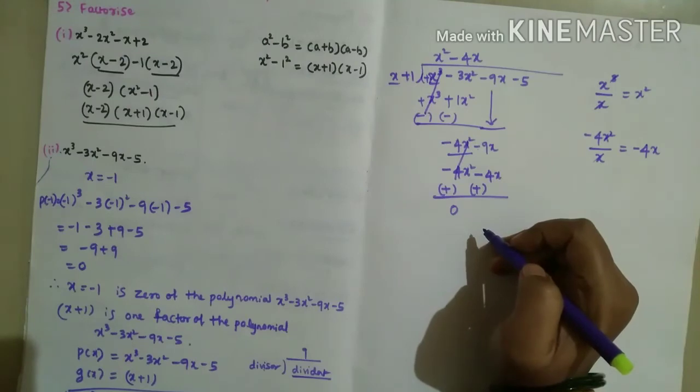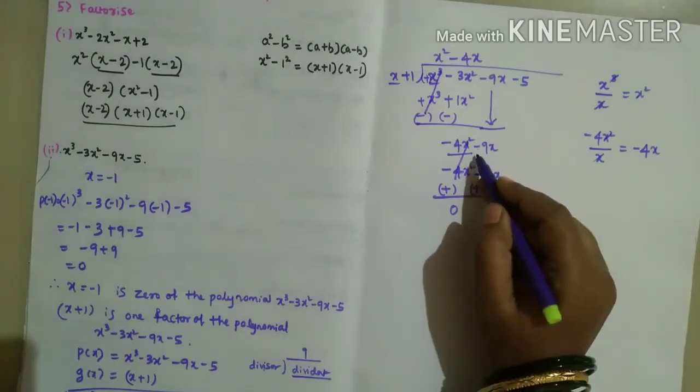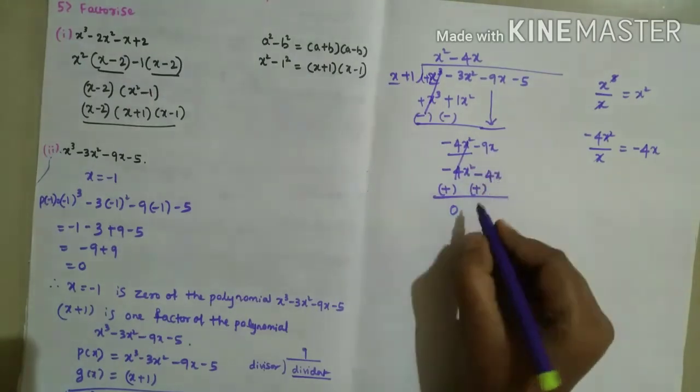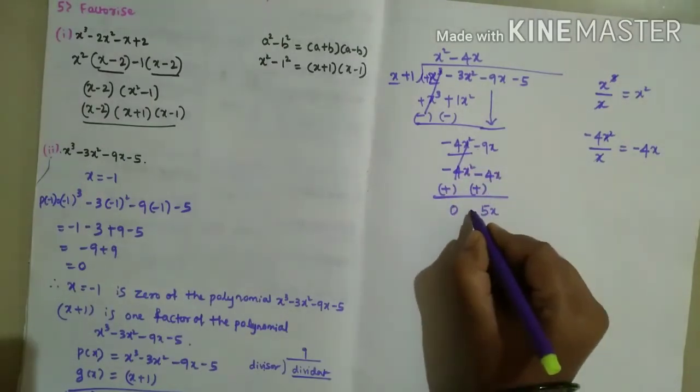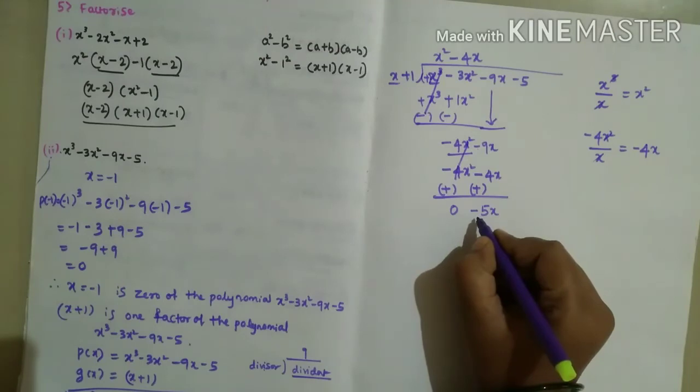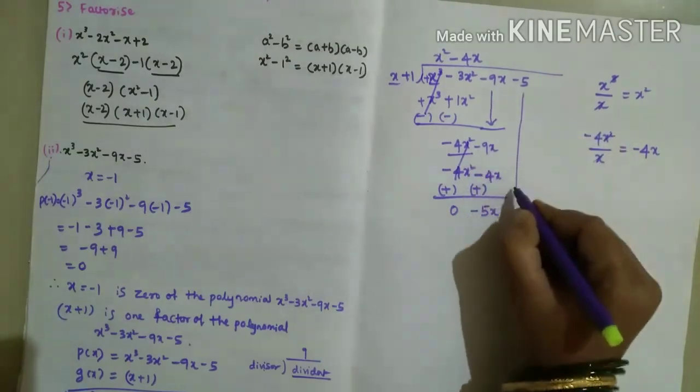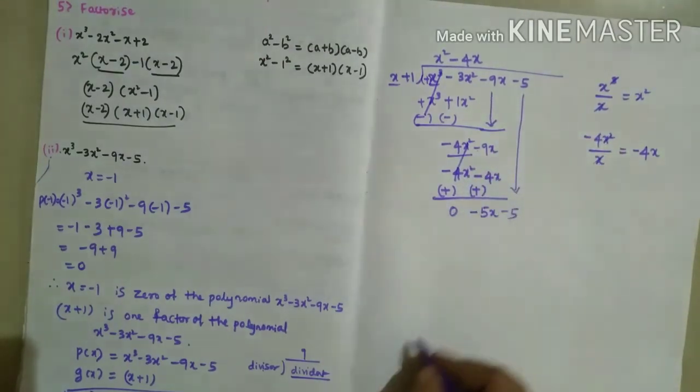Now minus 9x plus 4x, one is minus, one is plus, which means you have to subtract the numbers and keep the bigger number's sign. Here minus 9x, 9 minus 4 is 5, so 5x. The bigger number has the negative sign, so I will keep the negative sign, minus. Now I will take minus 5 down.